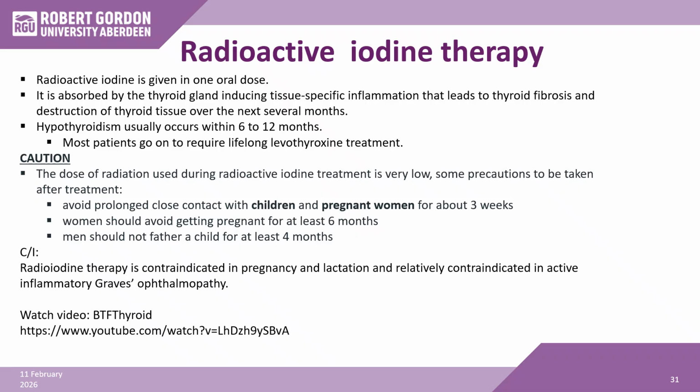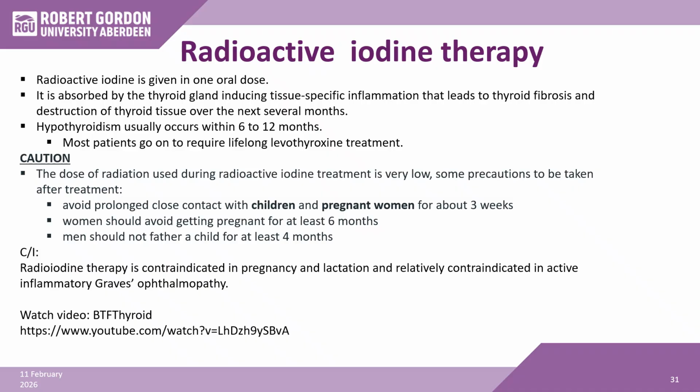So the next treatment for hyperthyroidism is radioactive iodine therapy. It's given as one oral dose. It's absorbed by the thyroid gland, inducing tissue-specific inflammation that leads to thyroid fibrosis and destruction of thyroid tissue over the next several months. Hypothyroidism usually occurs within 6 to 12 months.